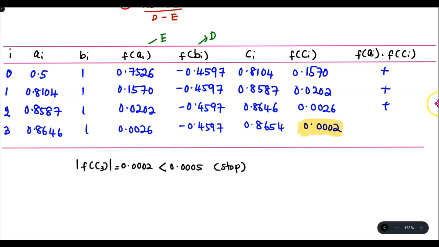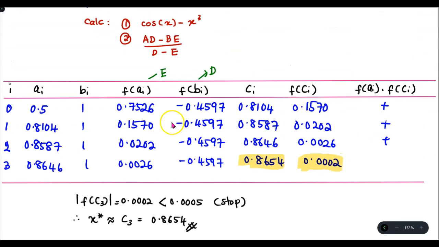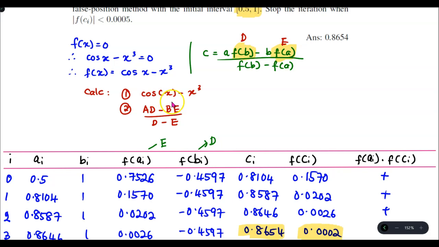And don't forget to write down your final answer. Therefore, the root or x star that we wish to get is approximately the latest C that we have in our table, which is C3, that is 0.8654. So this value C is our root for f(x) equals cos x minus x cubed.